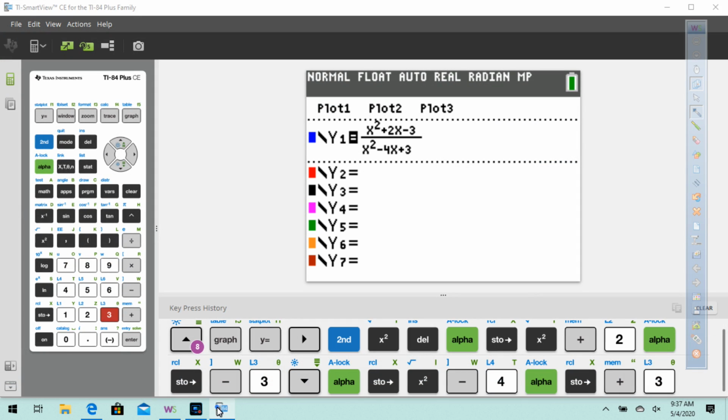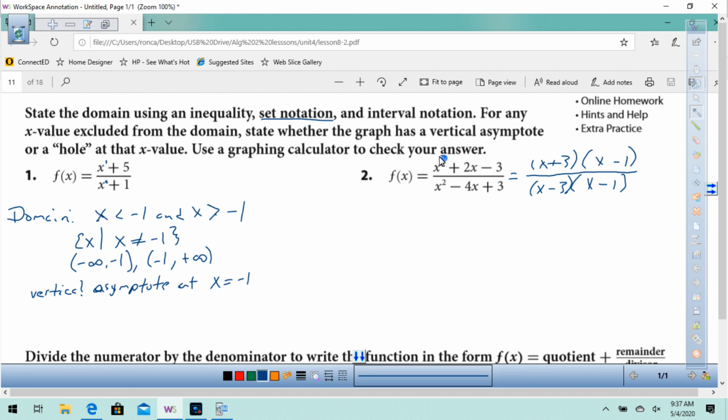Now, notice this is a degree 2 and this is a degree 2. You are going to have a vertical asymptote at x equals 3, and you're going to have a hole at x equals 1.